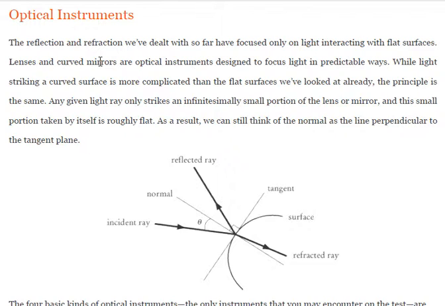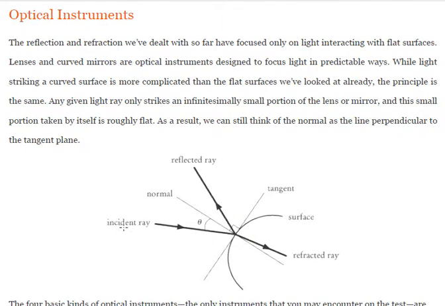When you have light striking a curved surface, it's a little more complicated than flat surfaces, but really it's all the same principles that we're dealing with. Any given light ray strikes an infinitely small portion of the lens or the mirror that you're working with. And that small portion, just by itself, is pretty flat. So we can still think about a normal line, a line that's perpendicular to a tangent plane, a line that would be tangent to your surface, like you see in this picture here.